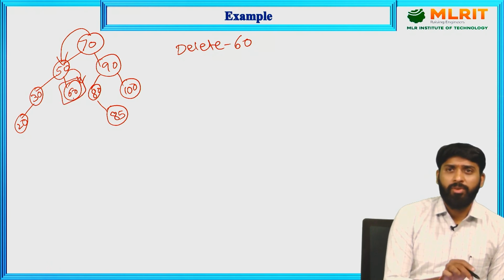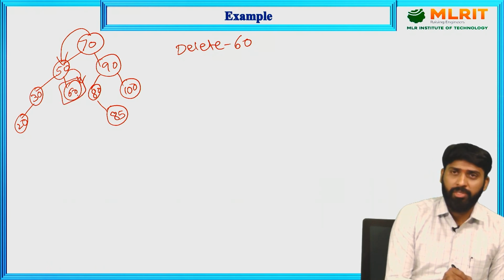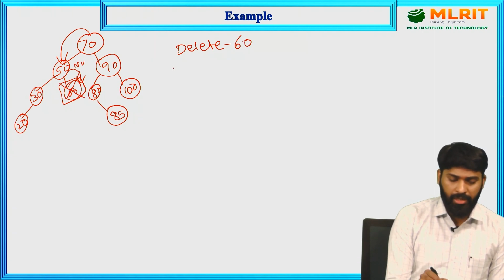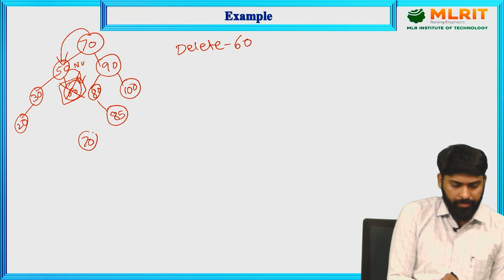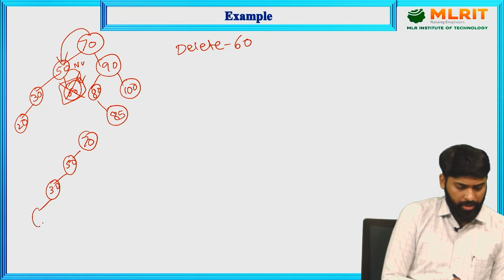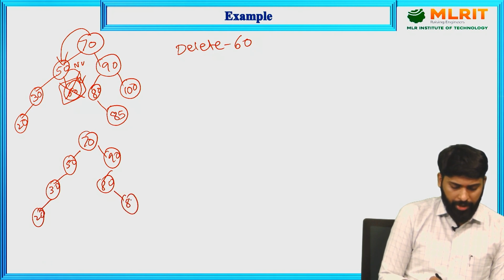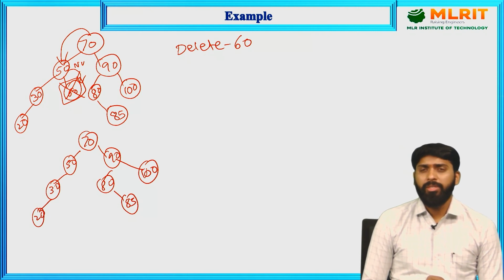So 50's right holds the address of 60. Now that becomes null. Now this is the resultant tree: 70, 50, 30, 20, 90, 80, 85, 100. The first step is deletion.